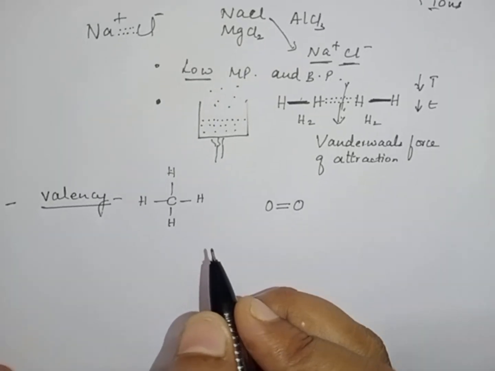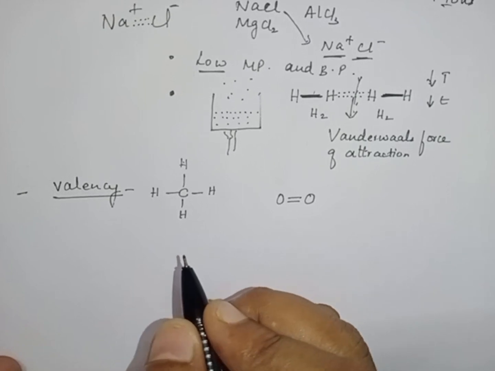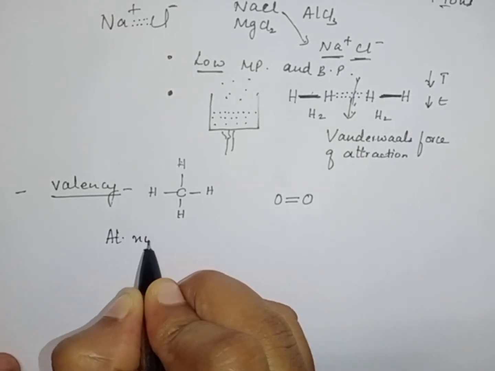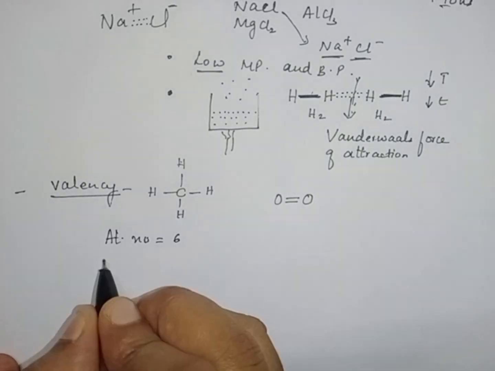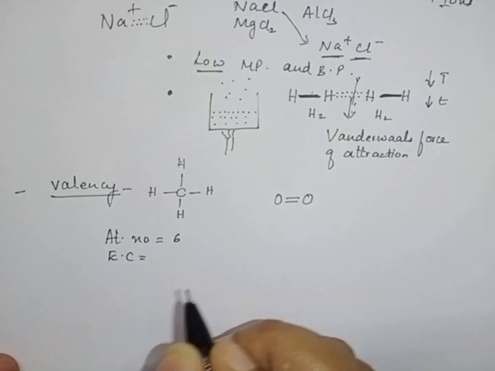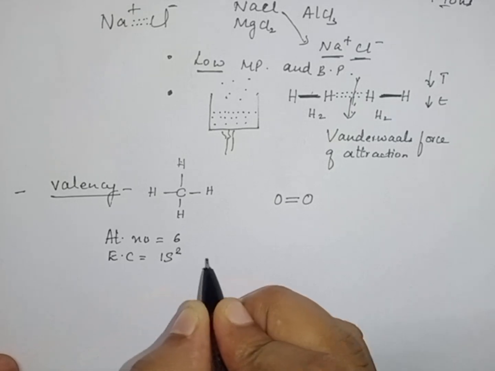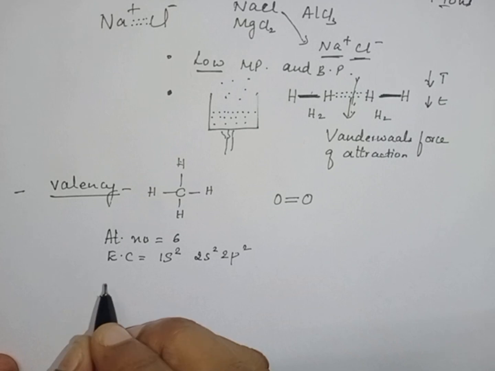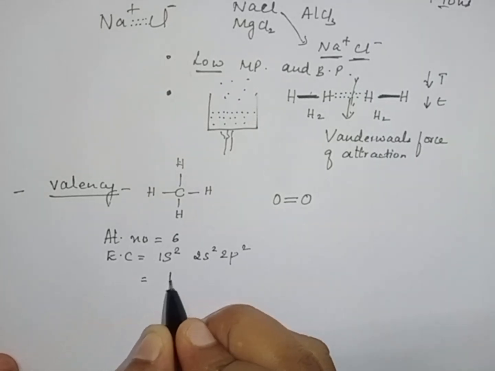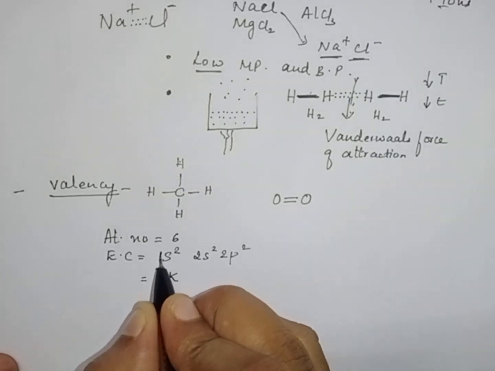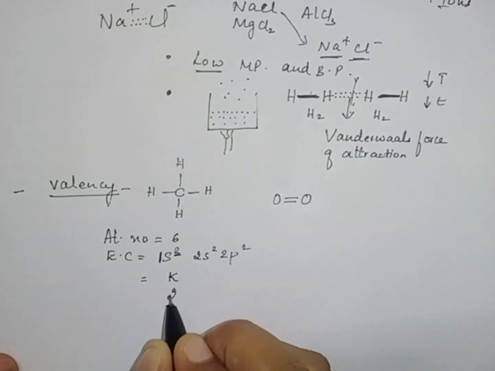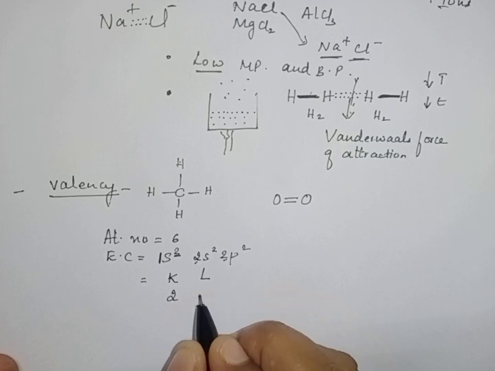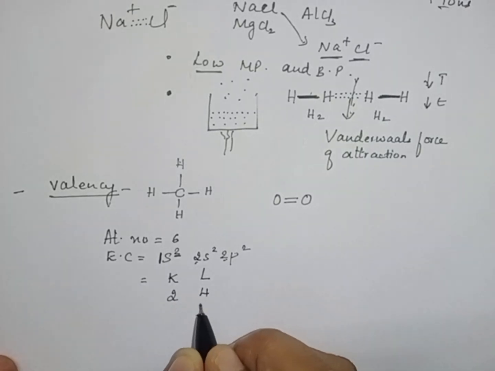Now, we'll study the valency of carbon, why it became 4. What is the atomic number of carbon? Atomic number of carbon is 6. Electronic configuration in terms of orbitals is 1s2, 2s2, 2p2. Now, electronic configuration in terms of shells. K, L. First shell is K shell. How many electrons? 2 electrons. L, second shell. How many electrons? 4 electrons. There are 4 electrons in the valence shell.